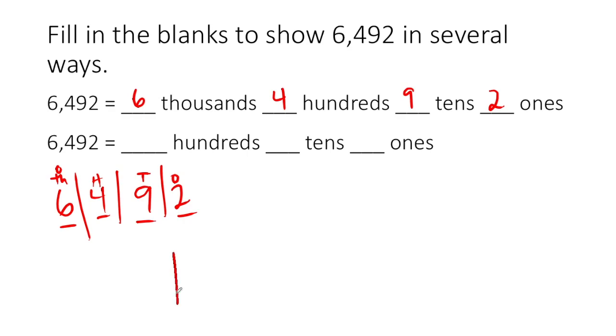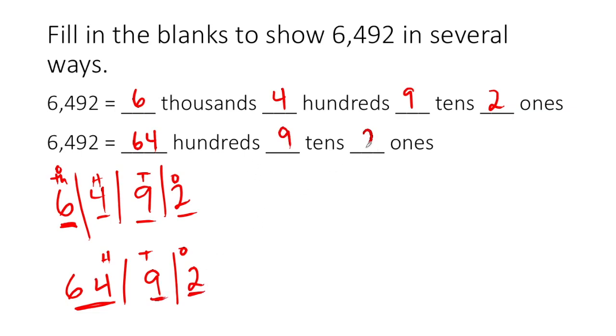But now they want me to build it with just hundreds, tens, and ones, no thousands. I'm going to redraw my place value chart with ones, tens, and hundreds and bring it down, just like Miss Townsend said. Now notice, I didn't just bring down the 4, the 9, and the 2. This 6 has hundreds inside, it comes down too. Now I see that I can write it as 64 hundreds, 9 tens, and 2 ones.